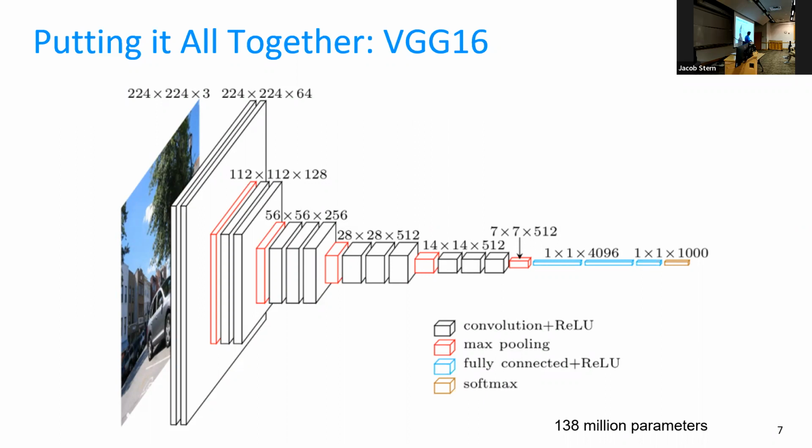at which point we go to a 1 by 1 by 4096 activation map. Any ideas how we might go from 7 by 7 by 512 to 1 by 1 by 4096? What type of convolutional layer? What filter size? What stride? What kind of padding? Let's try to hear from someone we haven't heard from in a while. How would we get from 7 by 7 by 512 to 1 by 1 by 4096?